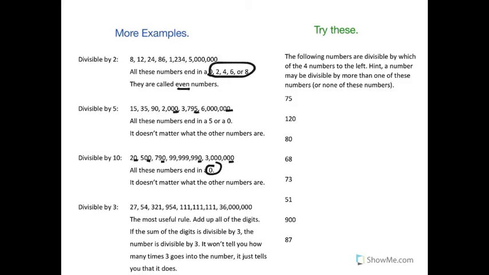And I put this one last because it really is the most useful. Add up all of the digits. 2 plus 7 is 9. 3 goes into 9. 5 plus 4 is 9. 3 plus 2 plus 1 is 6. 3 goes into 6. 3 goes into 321. 954. Here's a good one. 1 plus 1 plus 1, all of these 1s: 1, 2, 3, 4, 5, 6, 7, 8, 9. 3 goes into 9. 3 goes into that number. Again, it doesn't tell you how many times 3 goes into that number. It just tells you that it does.